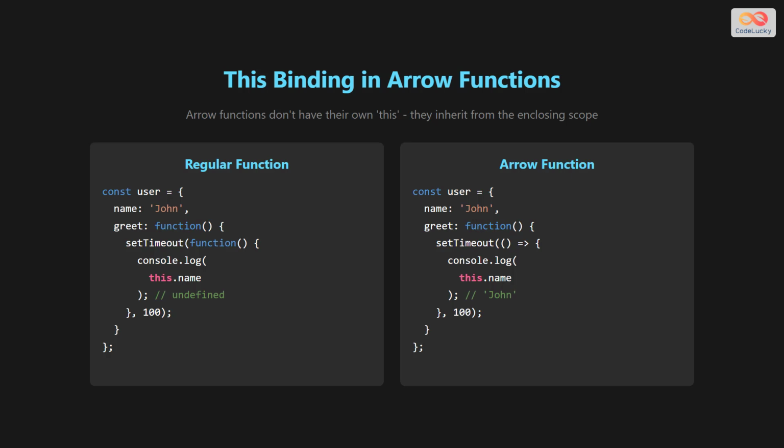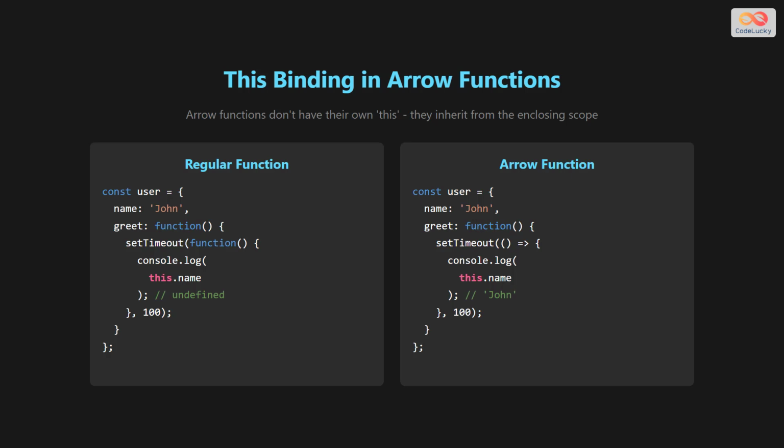A key difference between regular functions and arrow functions lies in how they handle this binding. Unlike regular functions, arrow functions do not have their own this value. Instead, they inherit this from the enclosing scope. Let us look at an example using the setTimeout function.